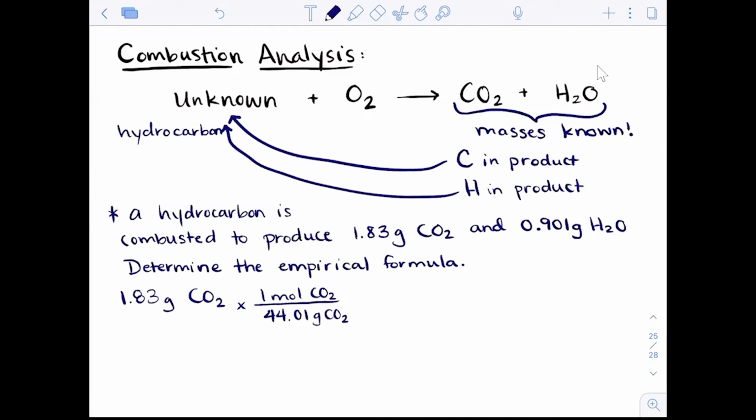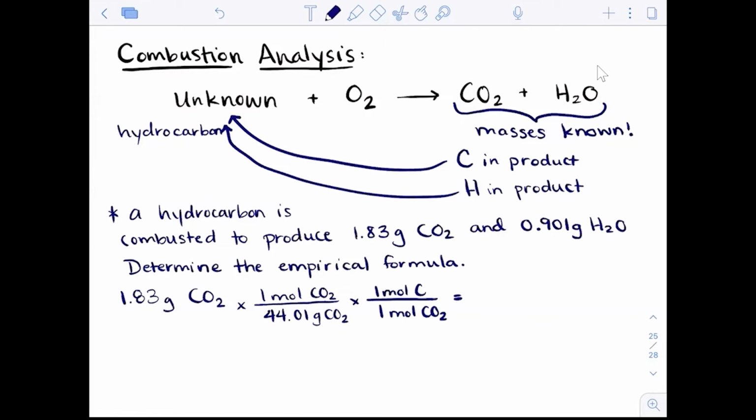However, we don't want the moles of just carbon dioxide. We want the moles of carbon. And for every molecule of CO2, there is 1 atom of carbon. So there is a 1-to-1 mole ratio. That is the value that we would like to have.